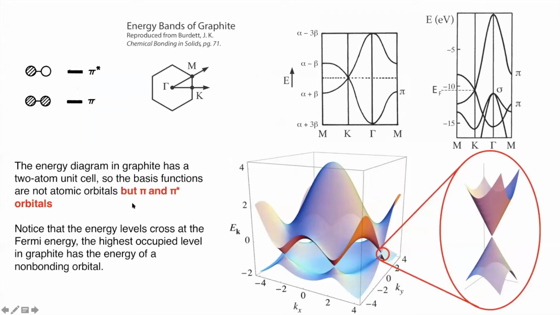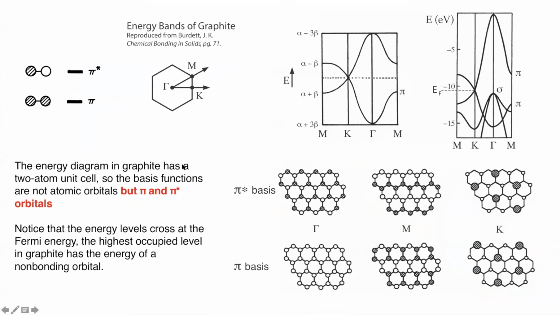Let's take a look at this. Oops, there we are. Let's take a look at this example of graphite. These pictures show the gamma, m, and k points for graphite, and you can see the symmetry of the graphite lattice shown up here in the upper left. And in this example, we're going to use pi and pi star basis functions instead of just a single p orbital basis function that has pi symmetry.